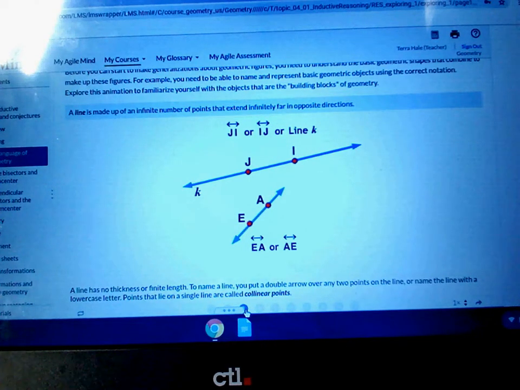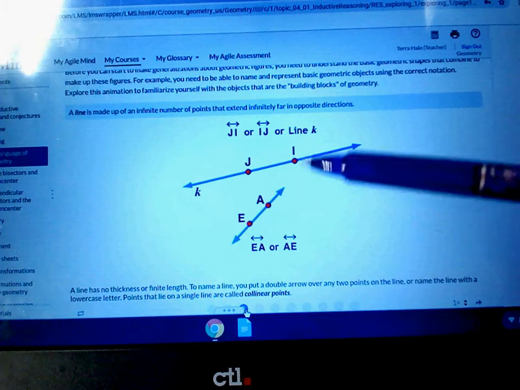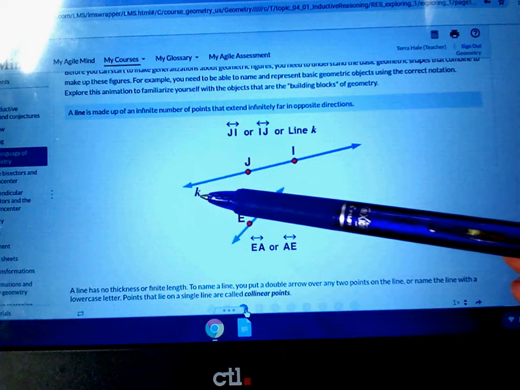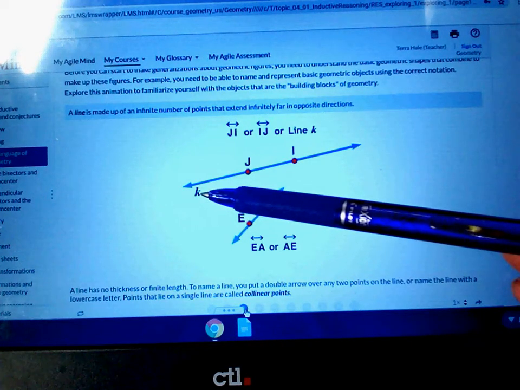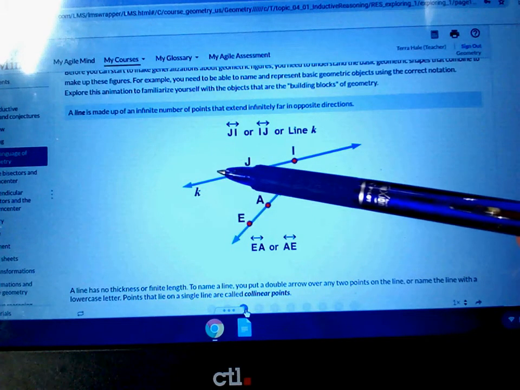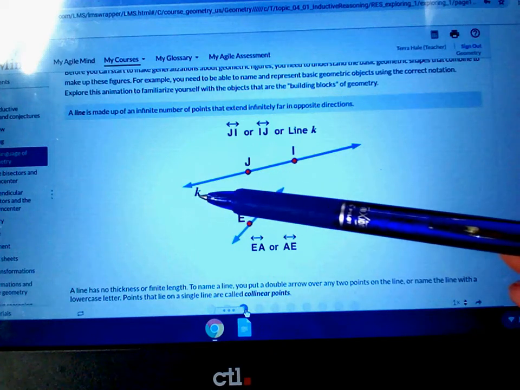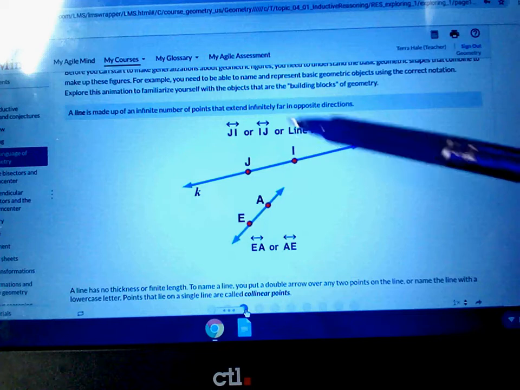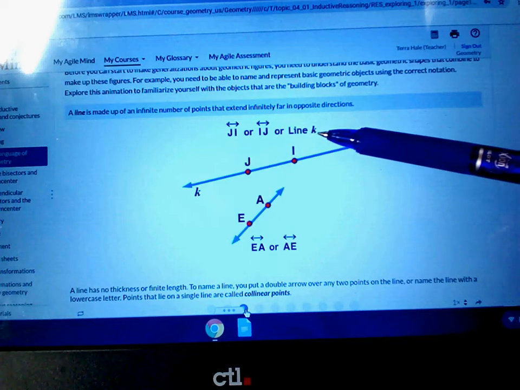You can also name lines using a lowercase scripted letter. So this letter K right here is not a point on the line. If it were a point, it would be a capital print letter, but it's not. It's lowercase and it's scripted. So another way to name this line would be to use the word line, not the symbol, the word, and use that lowercase scripted letter.